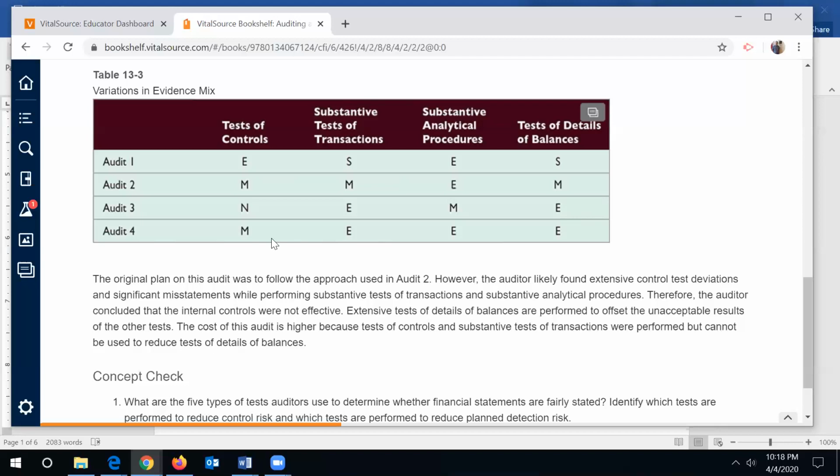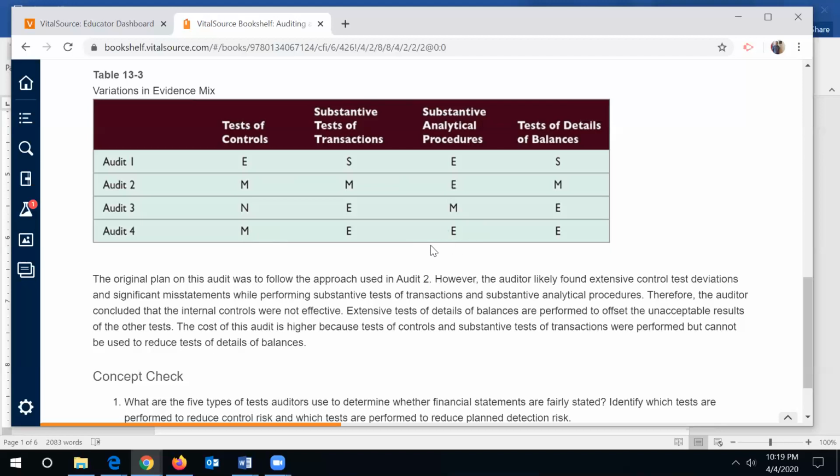Then audit 4, medium test controls and extensive everything else. Well, my guess is in audit 4, they got in there and they found, as they tested internal control, that it was not as good as they thought. I especially say that because also early in the audit, they did analytical procedures, and those tests did not turn out, I would say, too terribly good. So control risk, I would say, is fairly high. And again, analytical procedures were not as good. I think they got a little surprised here. They thought that the audit would be better than it really turned out to be.